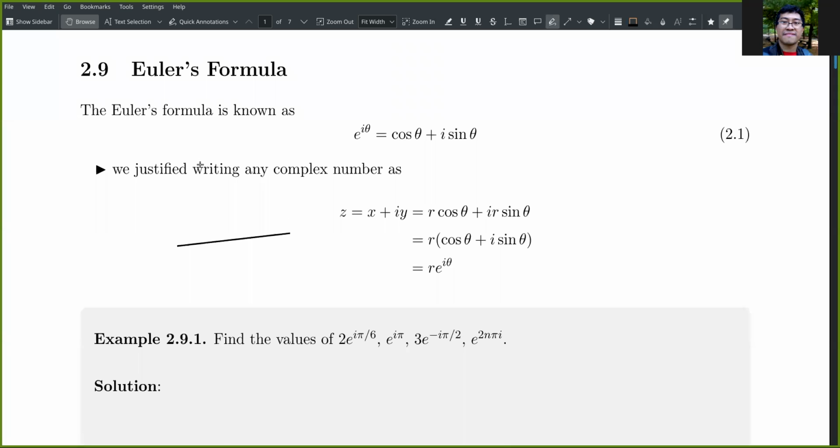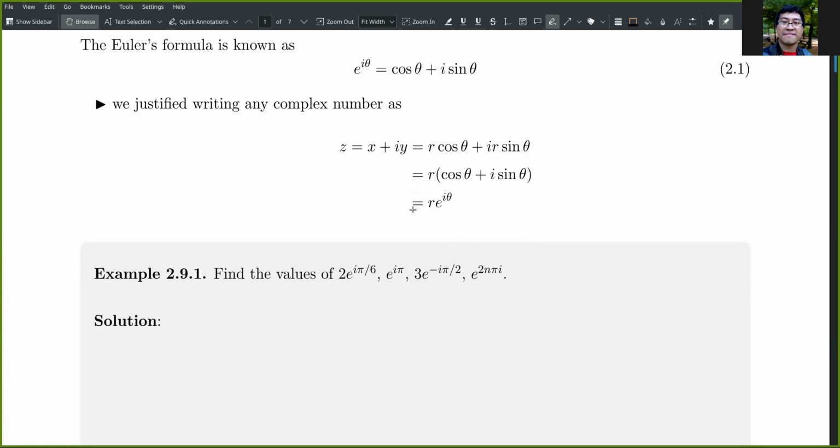Euler's formula is known as the exponential of i theta equals cosine theta plus i sine theta. Using this formula, we have justified writing any complex number as, so our definition for a complex number is z equals x plus iy, where x and y are real numbers.